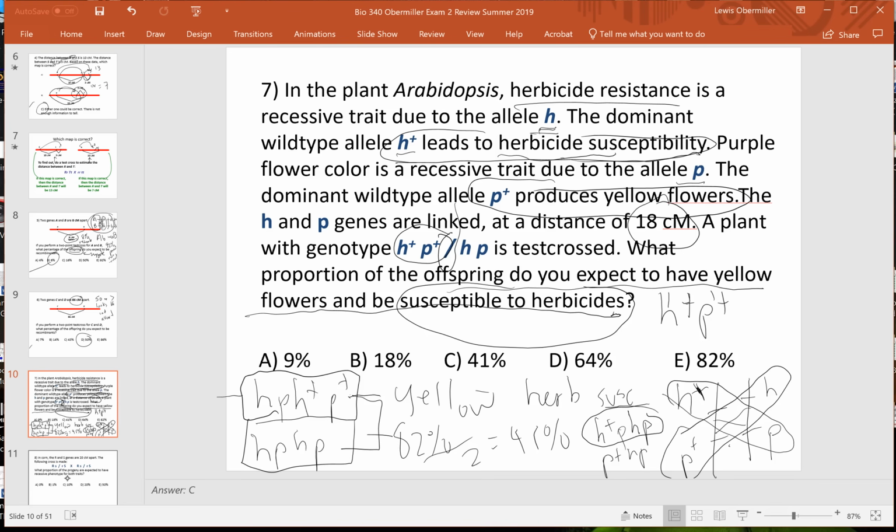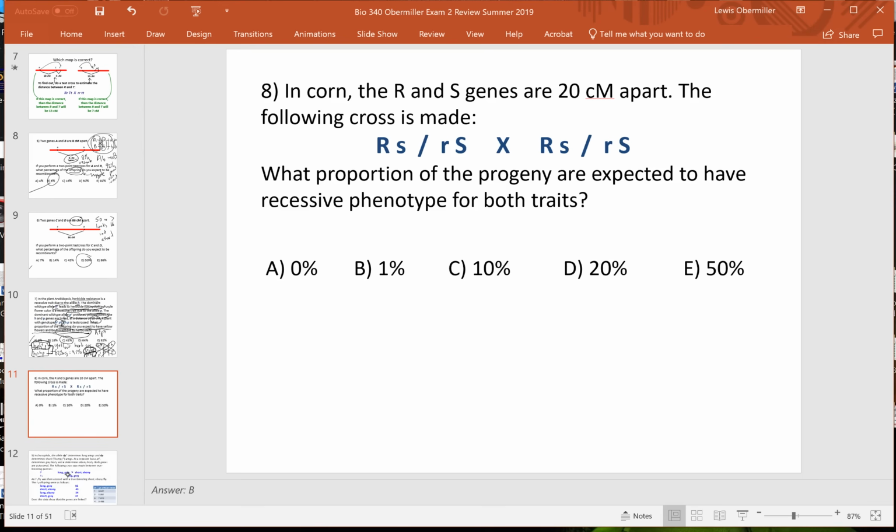This one would be herbicide susceptible, but it wouldn't have yellow flowers. It would have purple flowers. This would have yellow flowers, but it would be resistant. So the question asked, what percent do we expect to have yellow flowers and be susceptible to herbicides? And the only one is this one right here, which would occur at a frequency of 1/2 of the 82%, or C, which is 41%. So that's the answer. All right, on to the next.